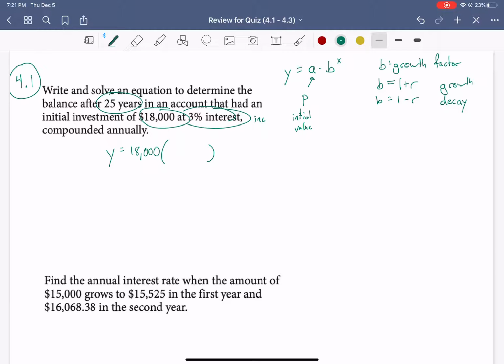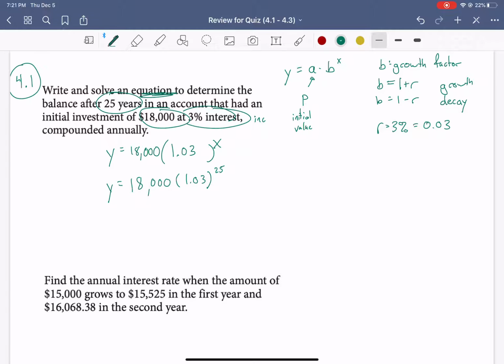Next, we need to find our B. We have this rate as 3%, but we can't just add 3% to 1. So we're going to actually use the decimal. So we get 1.03 as our base, our B. Next, we have to figure out our exponent. Here, we're lucky enough that we actually have a variable right away, but this problem wants us to write the equation. So we would put in X for now, and then after 25 years, that means we need to put in the exponent of 25.